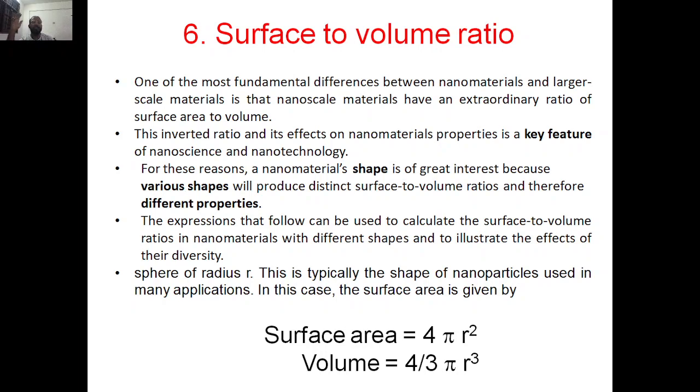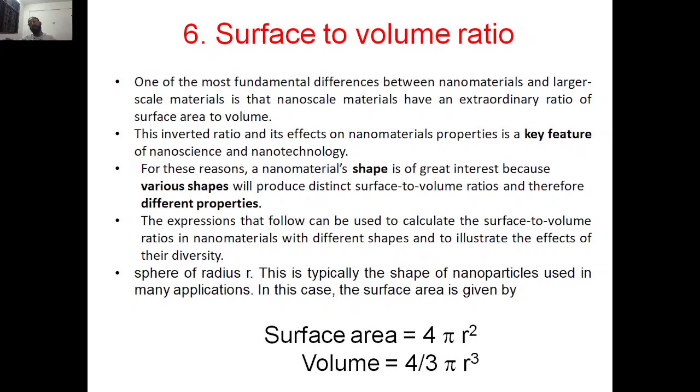So one of the most fundamental differences between the nanomaterials and the larger materials is that nanoscale materials have an extraordinary surface to volume ratio, right? So surface is becoming more and more and volume is getting less and less when I'm reducing the bulk structure to the nanostructure.